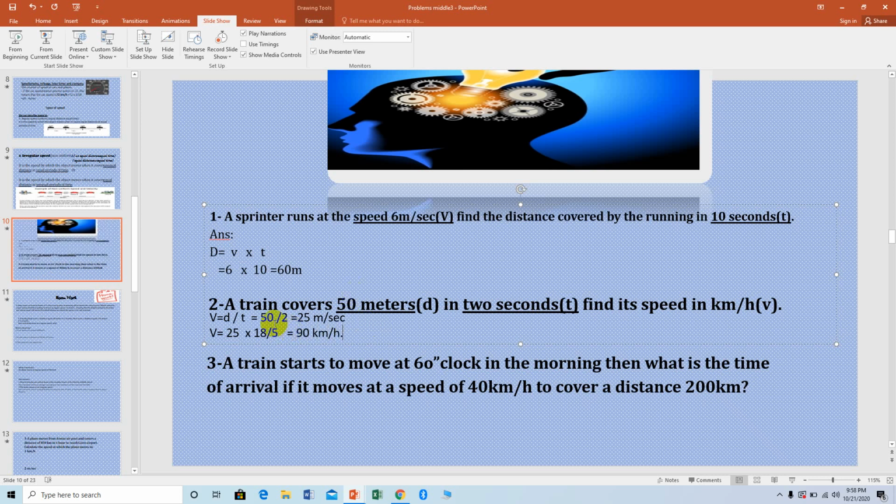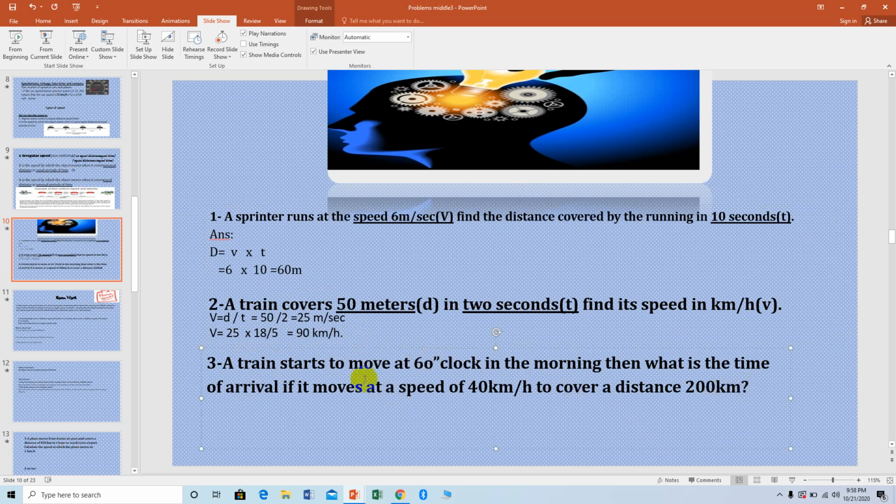Okay, let's repeat this again. A train covers 50 meters in 2 seconds. Find its speed in kilometers per hour. First, we find the speed in meters per second, and then we use the ratio 18 over 5 to change from meters per second to kilometers per hour. Let's answer another problem.